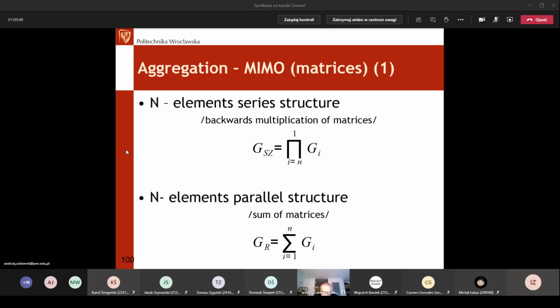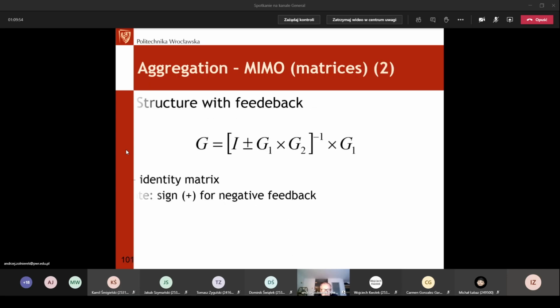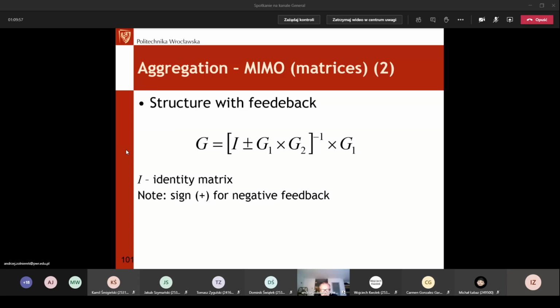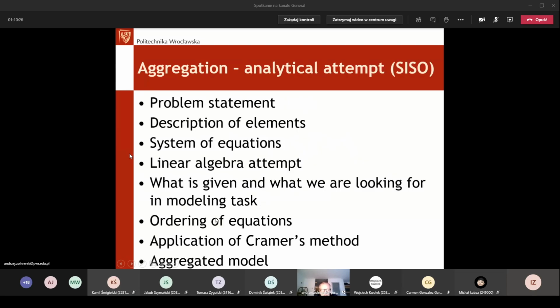And in the parallel structure, of course, summing. And in the structure with feedback, we have such an expression, where here is the identity matrix, I mean a matrix with only ones on the main diagonal and zeros in other places. For negative feedback, we have plus here, and for positive, minus. Okay, so.